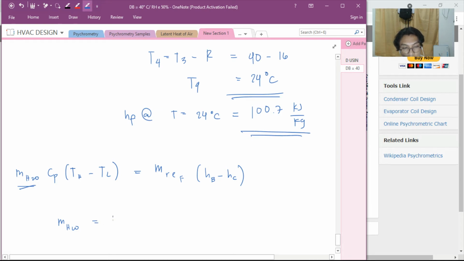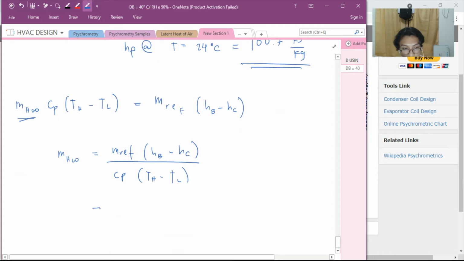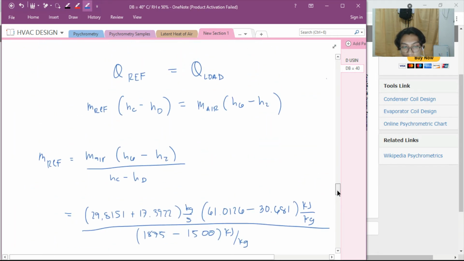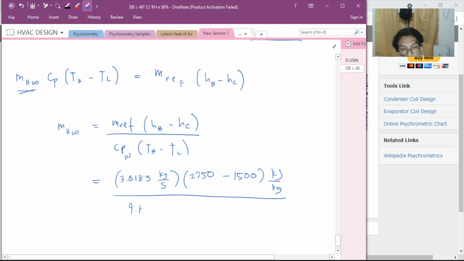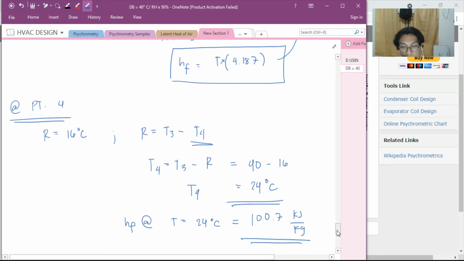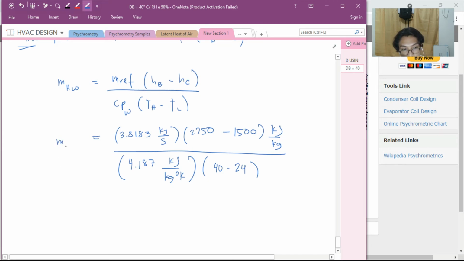Mass of H2O is equal to mref multiplied to HB minus HC divided by CP T high minus T low. So, mref, nasolve mo dito kanina, yung mass of the refrigerant, 3.8183 kilogram in every second multiplied to HB, that is 2250 minus 1500 kilojoule in every kilogram, divided by CP ng water, 4.187 kilojoule per kilogram degree Kelvin multiplied to 40 minus 24. Inakuha mo dito, T3 minus T4, T hot minus T low.